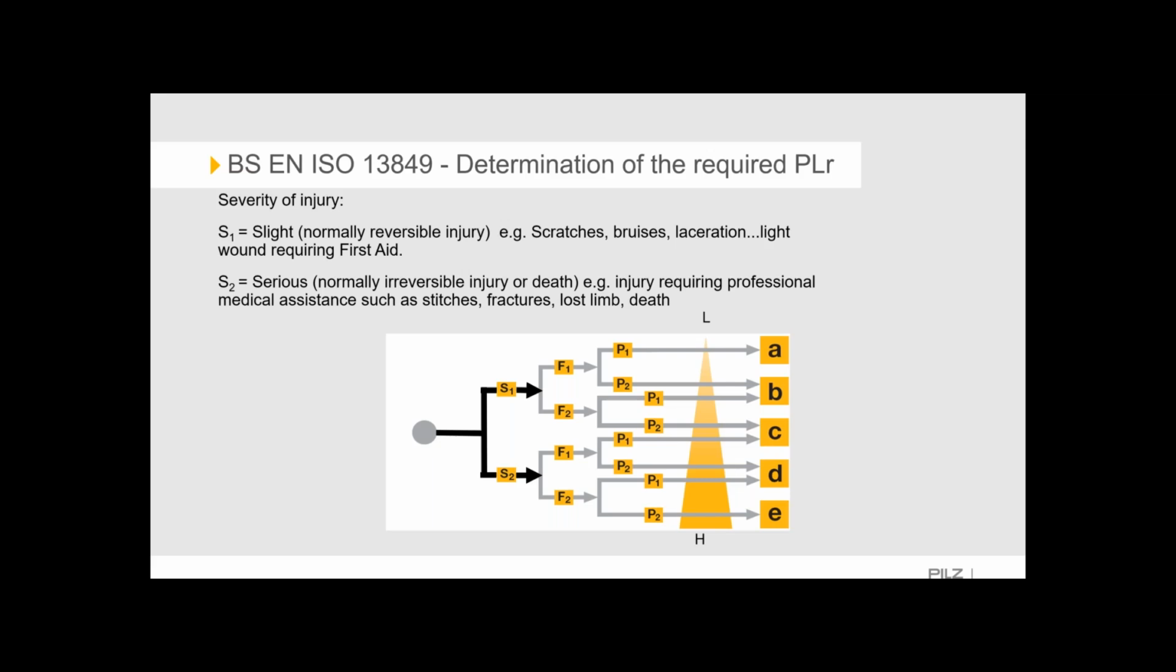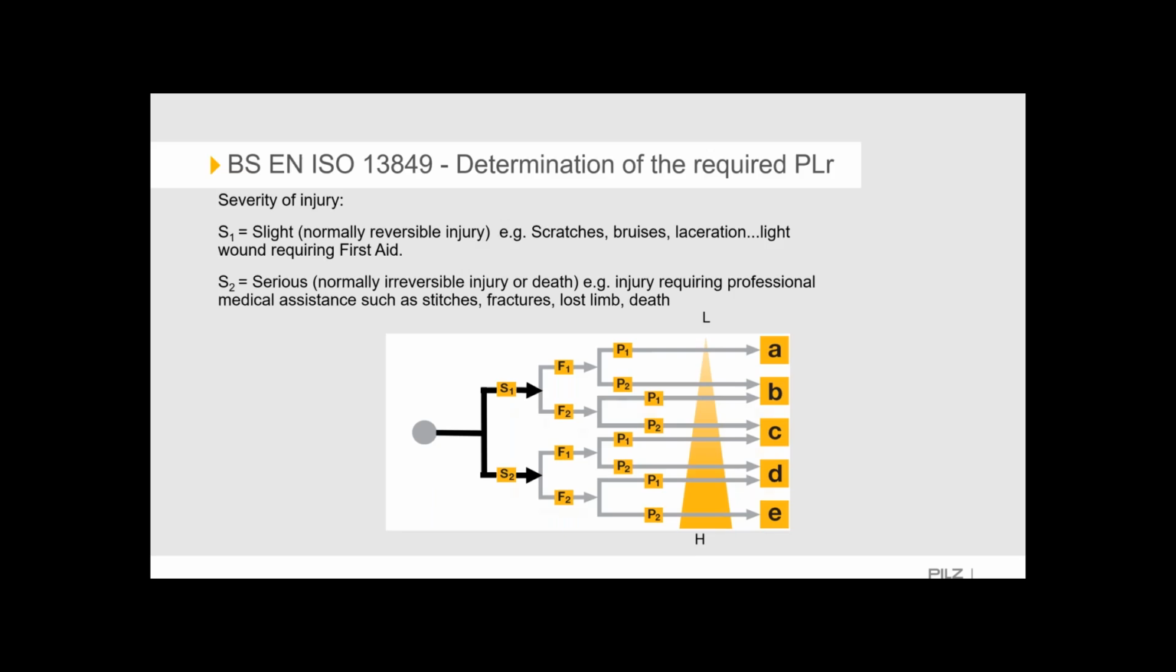So we start off with the severity of injury, which could be slight, so that's normally reversible, scratches, bruises, etc. And then we have serious, which is normally irreversible, so serious injury or death, really anything that would require professional medical assistance. So, stitches, fractures, lost limbs, etc.